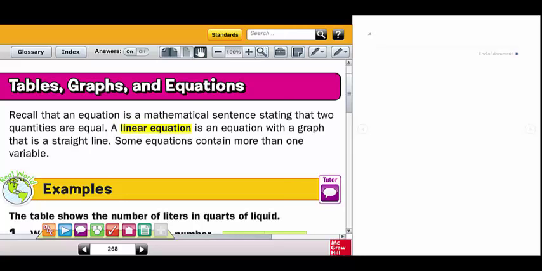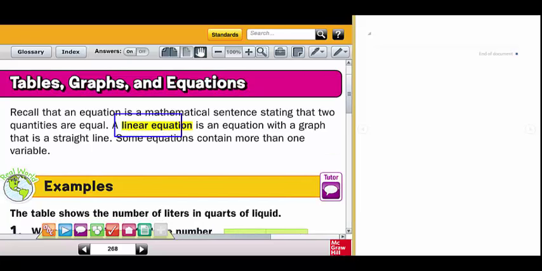This is lesson 1 in chapter 4, representing relationships. First thing that I would like you to do is begin your gold sheet today. It is mandatory you start your gold sheet today. I will be checking on this.